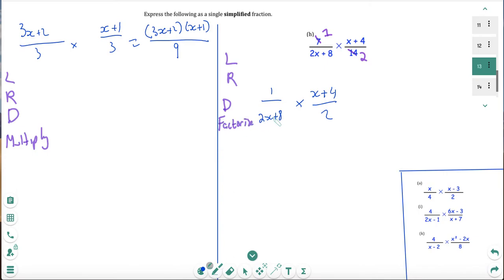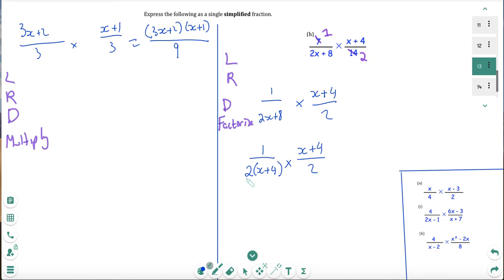Can we factorize 2x plus 8 over x plus 4? Well, here, I notice 2x and 8 have a 2 in common. So I can write it out like this: 1 over, instead of 2x plus 8, 2's in common, I'll take it out, and x plus 4. And I'll write the rest of it.